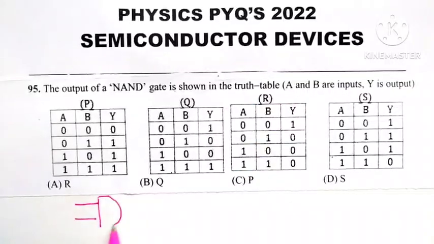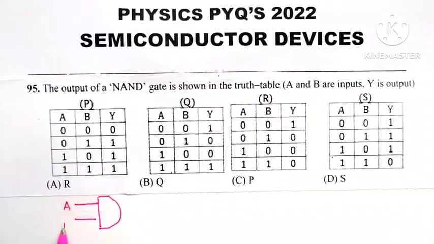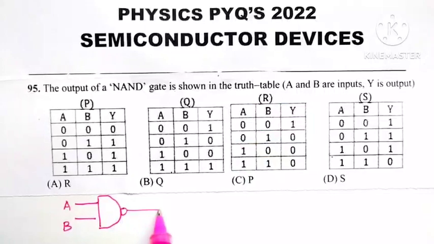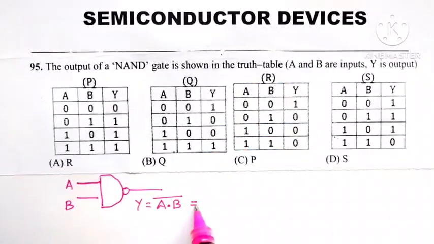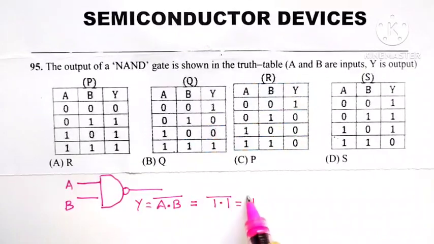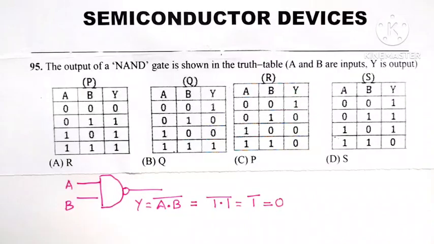If the inputs of the NAND gate are A and B, then the output of the NAND gate is Y equals (A dot B) whole complement. When both A and B are 1, then only it becomes the complement of 1. 1 into 1 is 1, and the complement of 1 is 0.